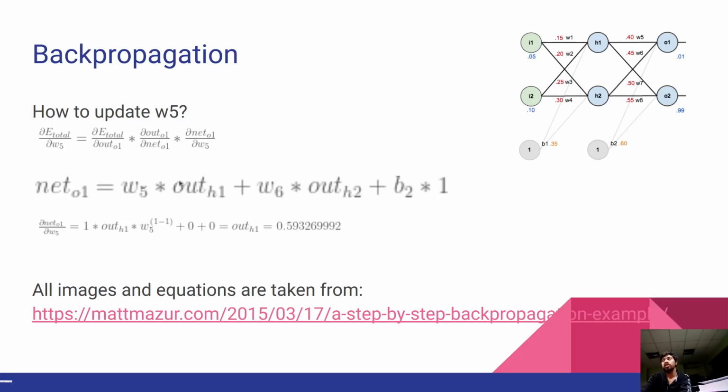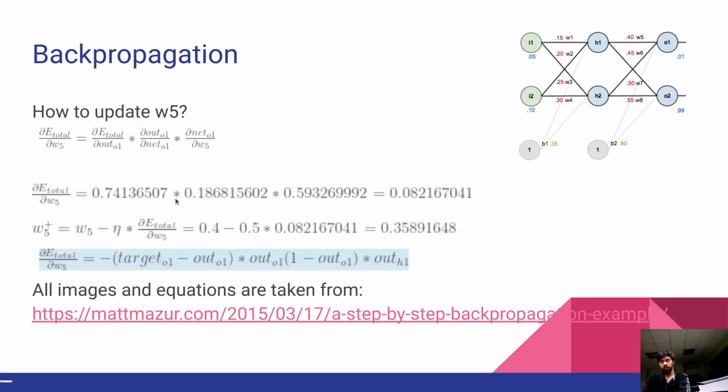Again, you will see there are three values here which we have calculated separately. If we just perform the multiplication, we will get the value of E total with respect to W5. Basically we got all the values here: the output of this and the output of this. If we multiply all of them, we will get 0.082.